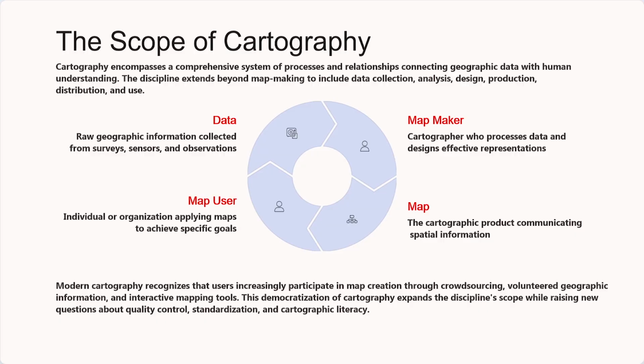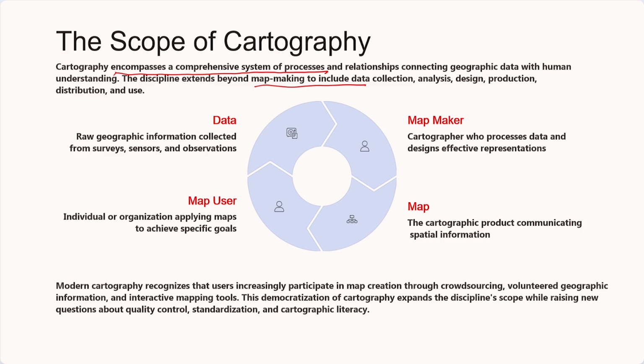So, cartography is the art, science and technology of manufacturing maps. And what about the scope of cartography? If you see here, it is a comprehensive system of process and relationship connecting geographic data with human understanding. The discipline extends beyond map making to include data collection, analysis, design, production, distribution and use.